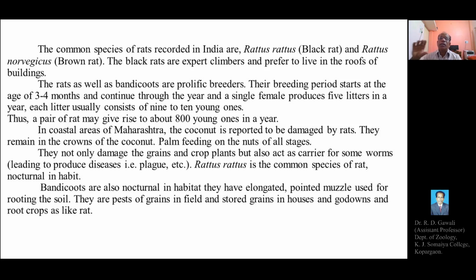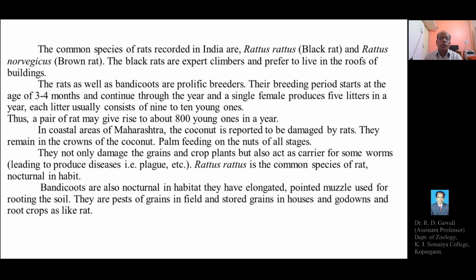So the bandicoots are somewhat larger in size. They are also a rodent and nocturnally inhabit, having an elongated pointed muzzle, and this elongated pointed, strong muzzle is used for preparation of the burrow or rooting the soil. They are pests of grains in the field and stored grains in the houses and the godowns, and root crops, like a rat.